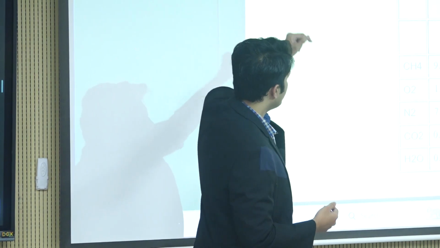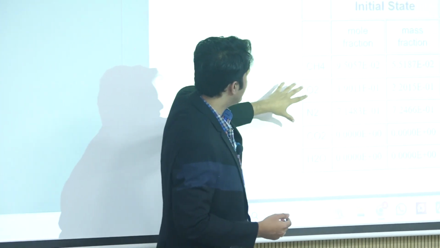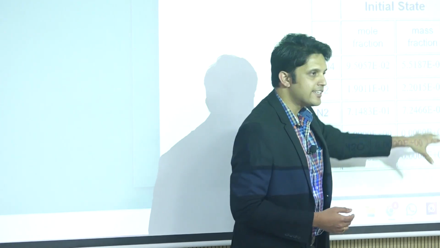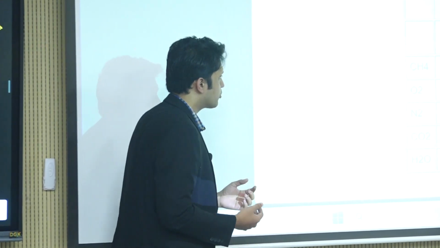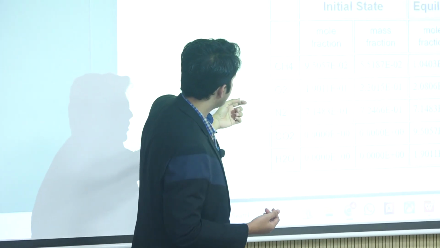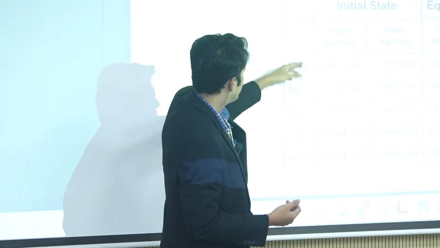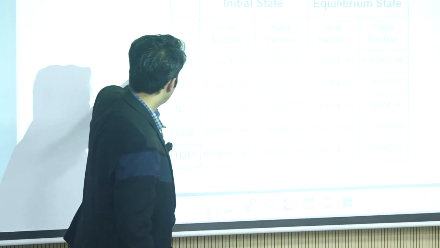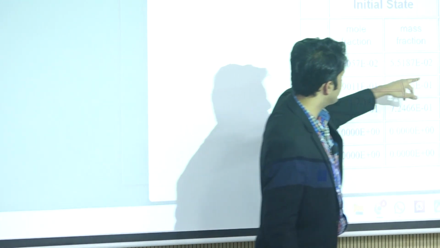Alright, so that is one. And on the bottom it gives us an idea about the initial composition and the final composition of the products. In the initial composition we had given, it calculates the mole fractions, and in the final we see that the methane and oxygen mole fractions are very, very low.